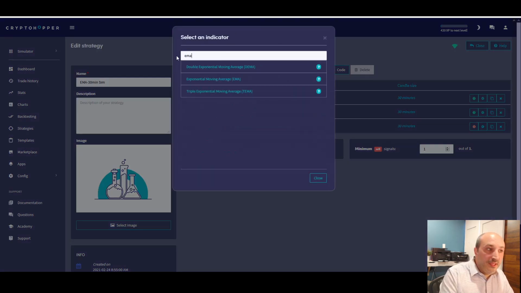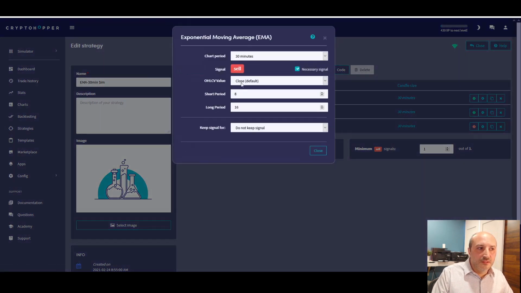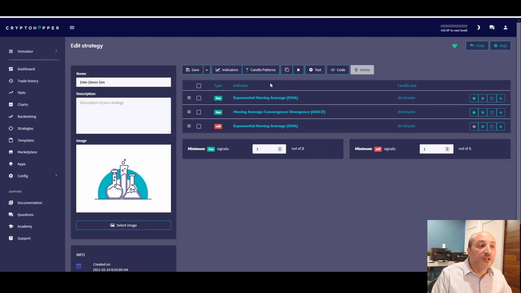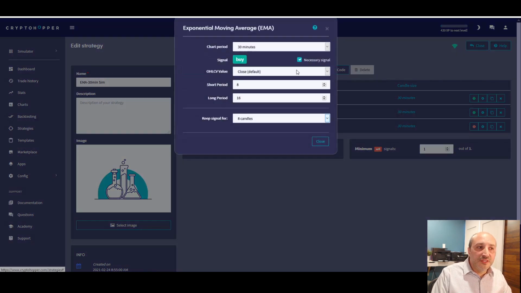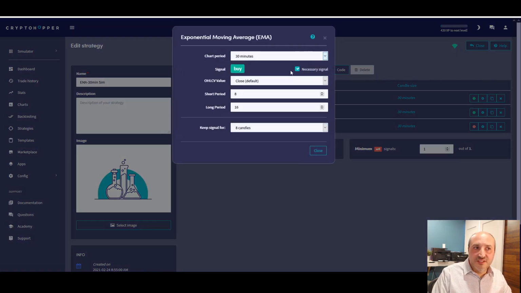And last one, EMA indicator. Type EMA again. Select this one. And then you go 30 minutes. Change this to sell. Necessary signal 8, 16, and do not keep signal, and close. So you should have exactly like this. Make sure it's all 30 minutes, and we all put the necessary signal right here.